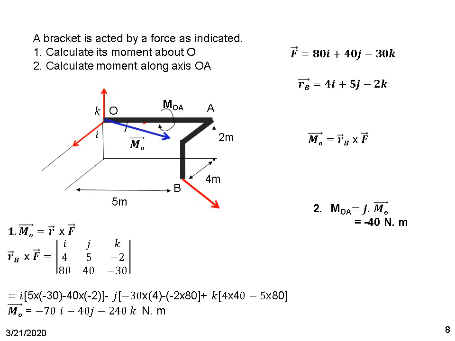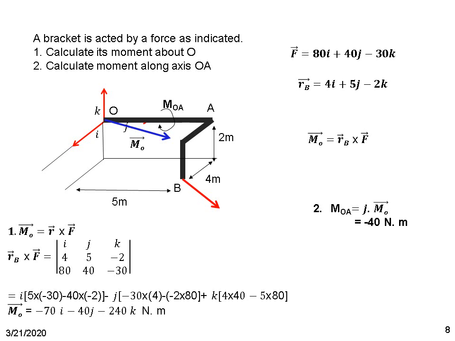Now the position vector is not given, but the geometry is given. The coordinate axis is located at O, and B is 5 meters in the J direction, so you get 5J. It is 2 meters in the minus K direction, so you have minus 2K in the position vector of RB, and then 4 meters in the positive I direction. That means your position vector of RB is 4I plus 5J minus 2K.